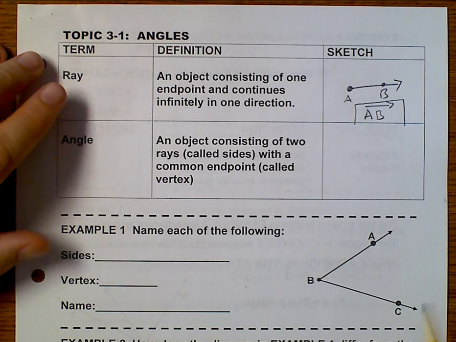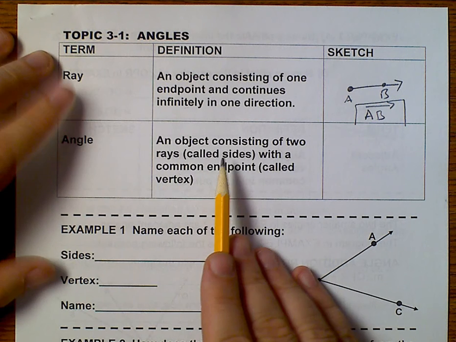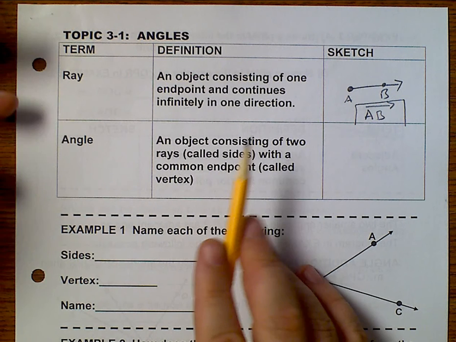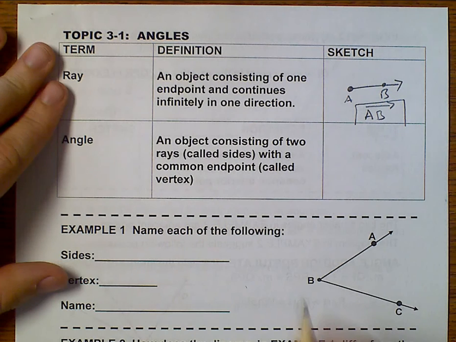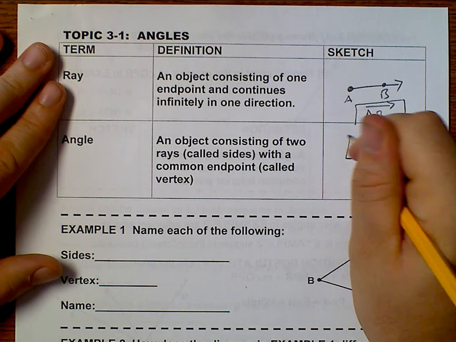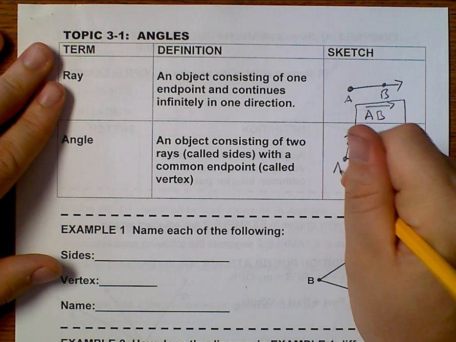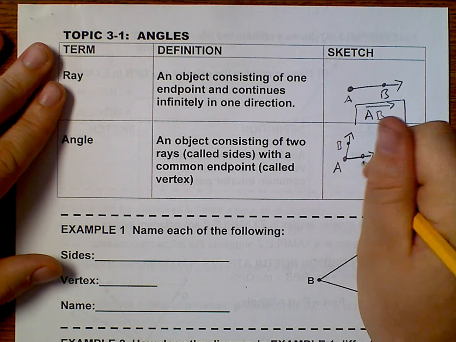And then I have an angle, which is an object made up of two rays that we call our sides that have a common endpoint, which we call our vertex. So we have A, B, and C.